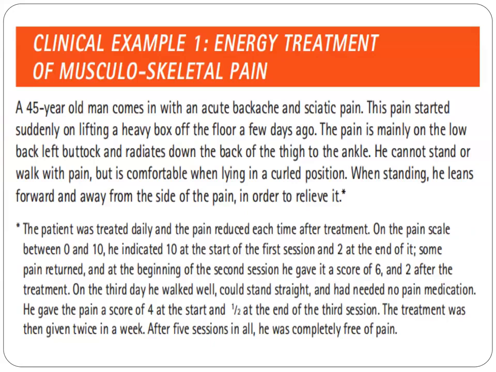So we have here a clinical example, energy treatment of musculoskeletal pain. A 45-year-old man comes in with an acute backache and sciatic pain. This pain started suddenly on lifting a heavy box off the floor a few days ago. The pain is mainly on the low back, left buttock, and radiates down the back of the thigh to the ankle. He cannot stand or walk with pain, but is comfortable when lying in a curled position. When standing, he leans forward and away from the side of the pain in order to relieve it.